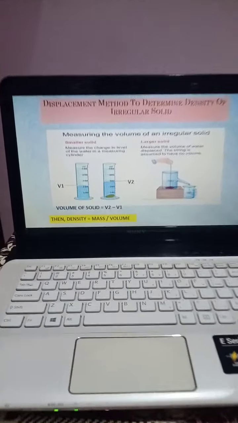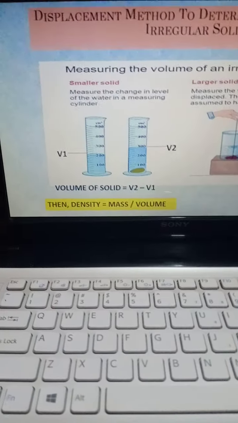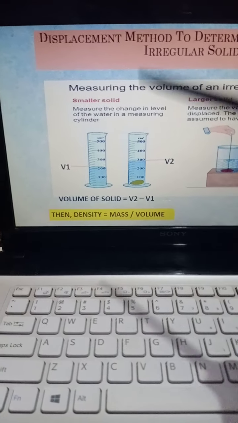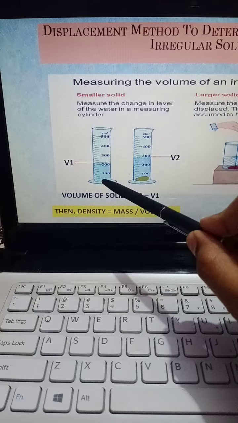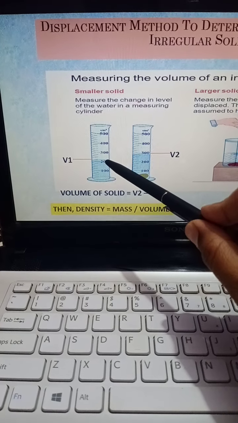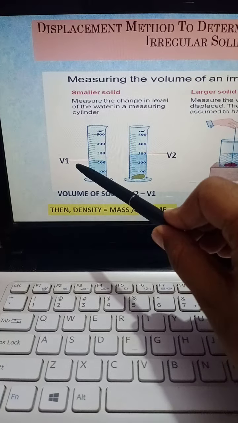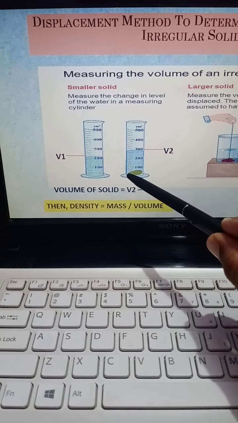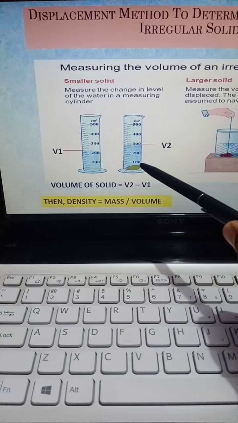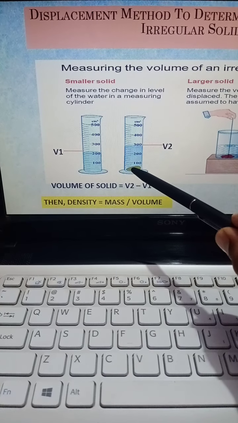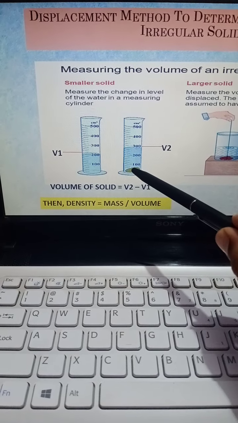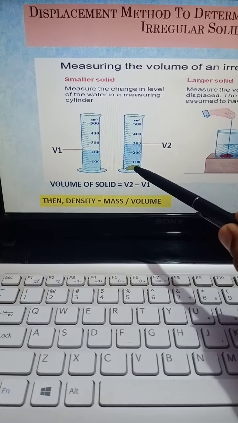So here you are observing the first diagram. In this first diagram we have taken one measuring cylinder. In this measuring cylinder some amount of water is filled. Suppose its volume is V1. Then suppose we want to find out the density of this solid. Then to find out the density of this solid, we are going to immerse it inside this measuring cylinder.